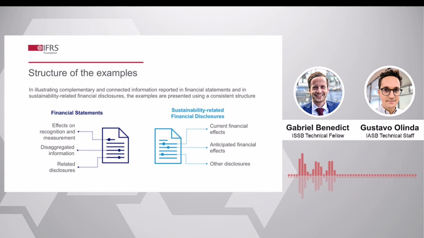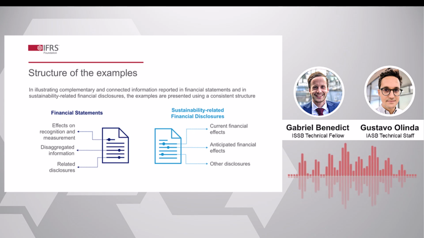When we talk about information in the financial statements related to the climate-related risks and opportunities described in the fact pattern, we will consider, first, whether there is an effect on the recognition and measurements of assets, liabilities, equity, income, and expenses. So, is there an actual effect on the amounts reported in the financial statements? Second, if the recognition and measurements are affected, whether disaggregated information about those effects is provided in the financial statements. So, is that effect visible in the financial statements? And finally, the examples will consider what other related disclosures are provided in the financial statements.